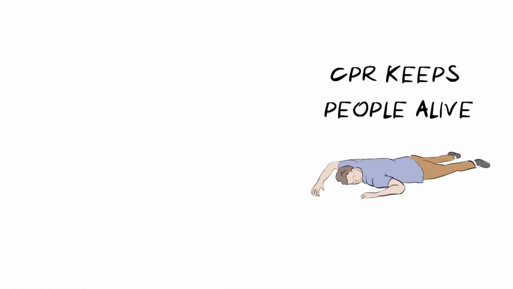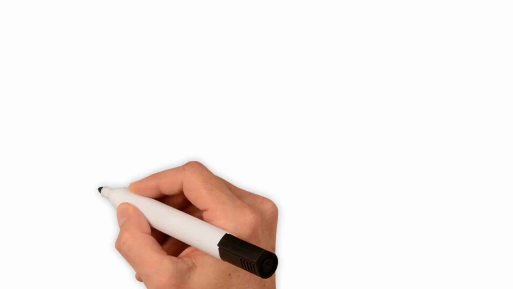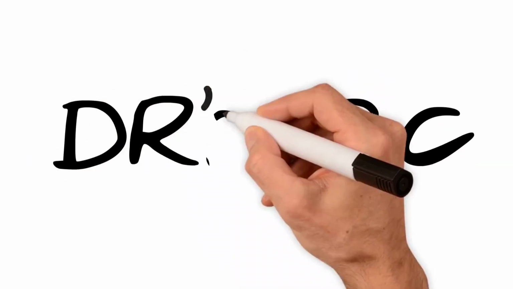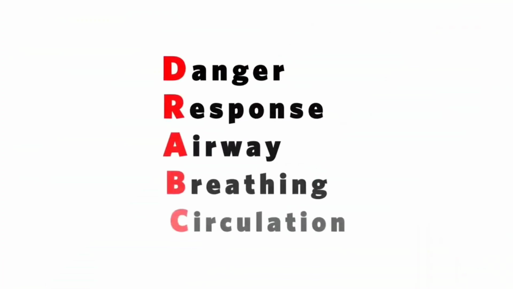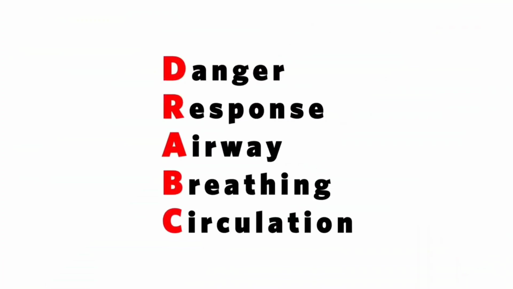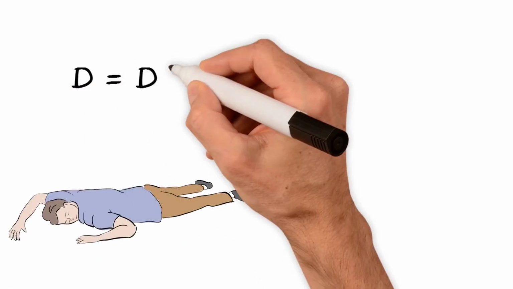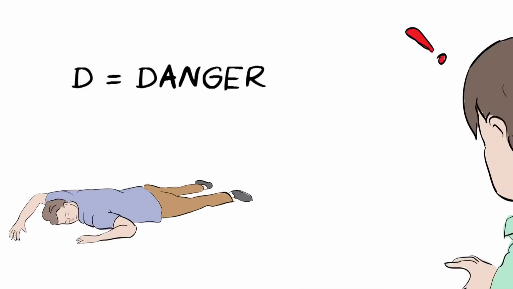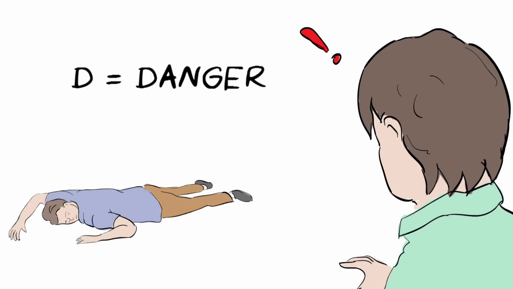The initial assessment for an unconscious patient uses Dr. ABC, where D stands for danger, R stands for response, A stands for airway, B stands for breathing, and C stands for circulation. When you see a casualty, first check for any danger to make sure it's safe for you to approach them. You don't want to become a casualty yourself.